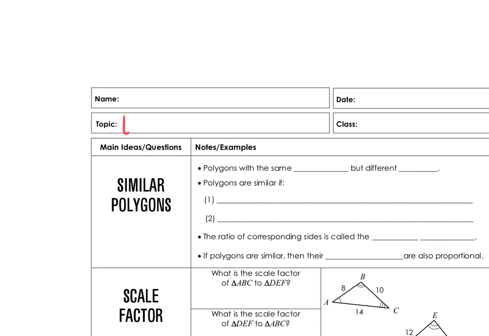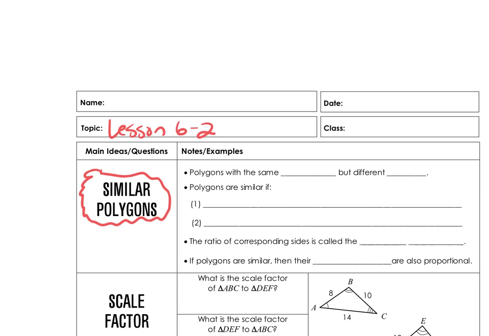We're going to take a look at Lesson 6-2, which is all about similar polygons. Similar polygons are a little bit different than congruent figures, which is what we took a look at before. When we looked at congruent triangles, we used side, side, side, side, angle, side, angle, and things like that. Today, our figures are not going to be congruent, but they are going to be what we call similar. So let's get into this.